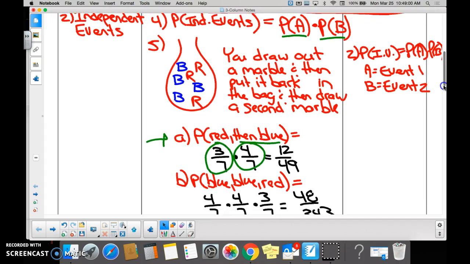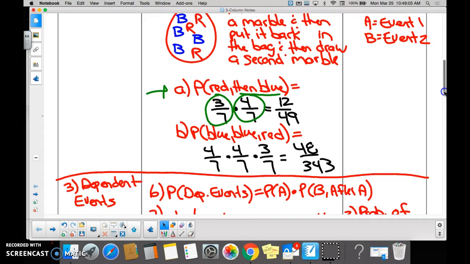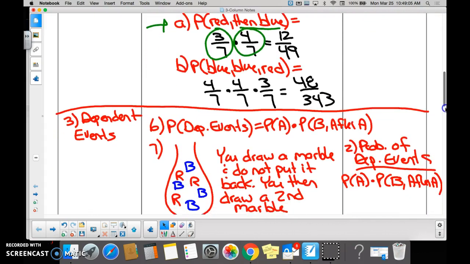And then I did letter B. I'm not going to talk about letter B, but basically we did 3 drawings and multiplied them together. Dependent events then.